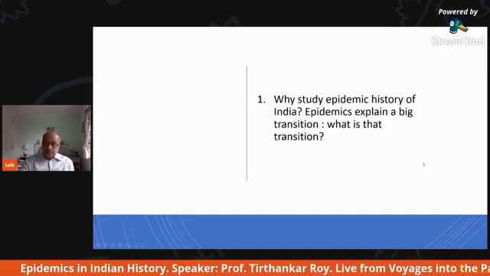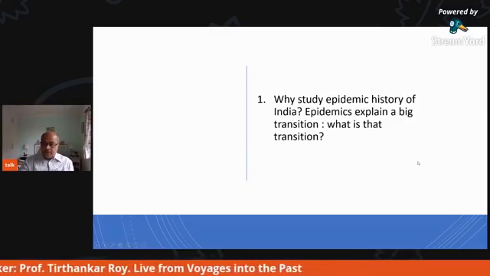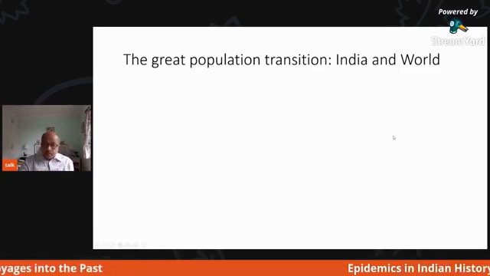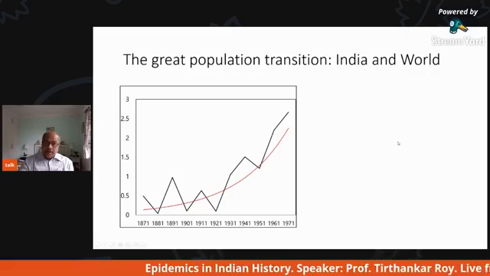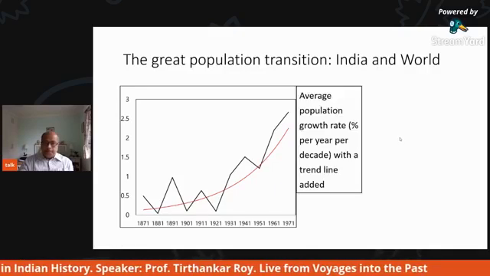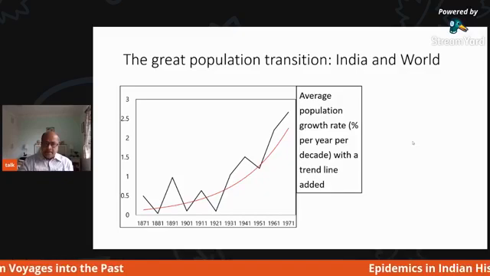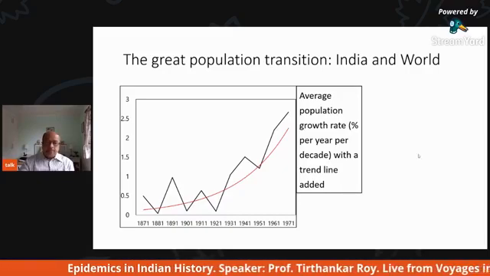So why study epidemic history of India? Now, epidemics explain a big transition, and what is that transition? It is, of course, a huge change in the population growth profile. And this graph tracks the average annual population growth rate, averaged over decade, that is 10 years, percentage per year per decade, with a trend line added, that is in red.